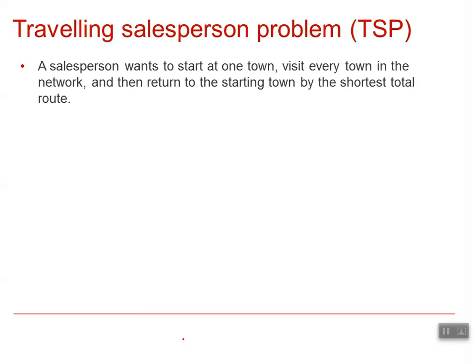So in the travelling salesperson problem, a salesperson wants to start at one town and visit every town in the network and then return to the starting town, and ideally we'd like to do this by the shortest total route. Note that weights on a graph could relate to the time it takes to get from one town to the next, the distance, or the cost, say, for example, the cost of fuel, or wear and tear on a car, etc.